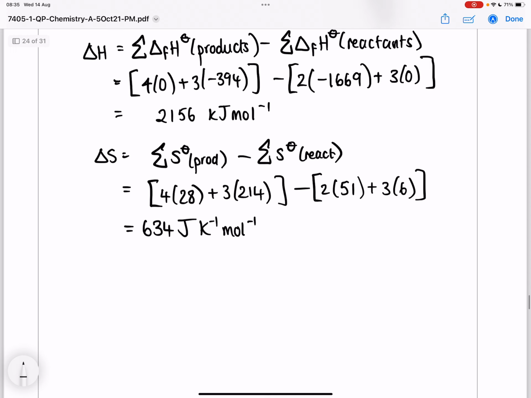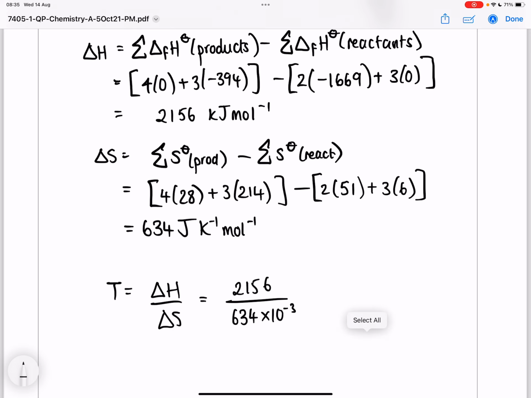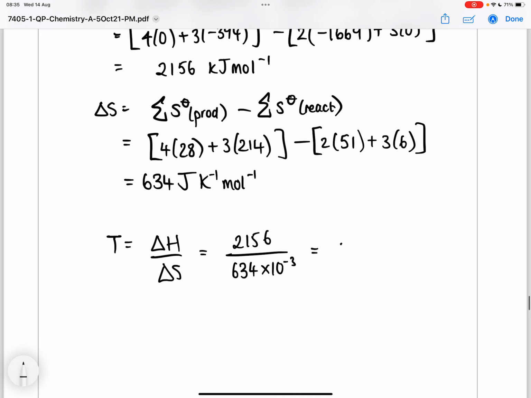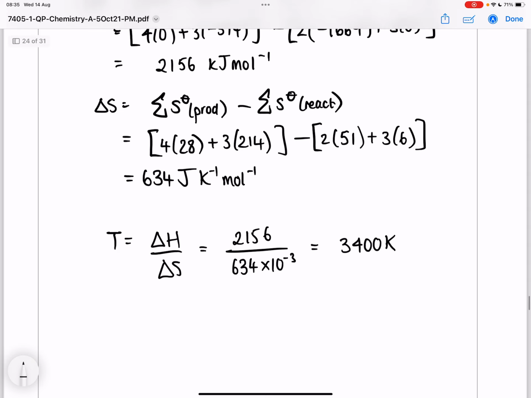So when we go to use that in the equation that T equals delta H over delta S, we need to have comparable units. So 2156, but if we want the 634 to be in kilojoules per Kelvin, we're going to need to times 10 to the minus 3. If we put that in our calculator, we get 3,400 or 3,401 Kelvin.